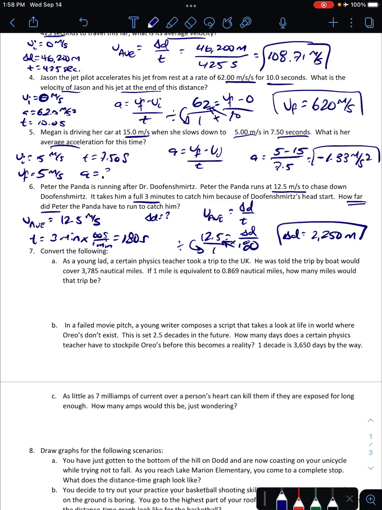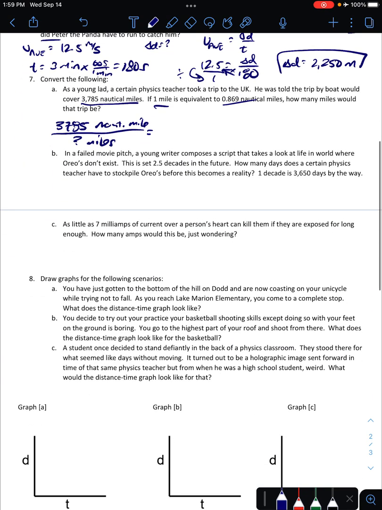All right. Convert the following. A young lad is taking a trip. He was told that the boat would cover 3,785 nautical miles. 1 mile is equal to 0.869 nautical miles. How many miles would the trip be? All right, so if I've got 3,785 nautical miles, and that's over my unknown miles, that's going to be equal to 0.869 nautical over 1 mile.